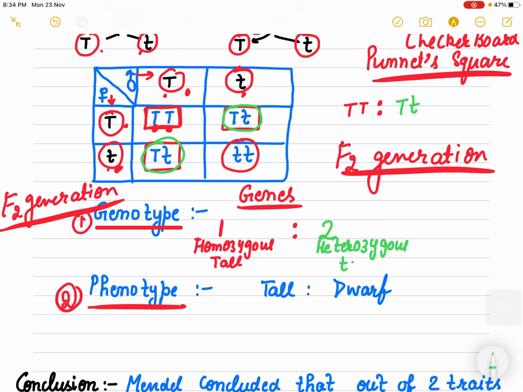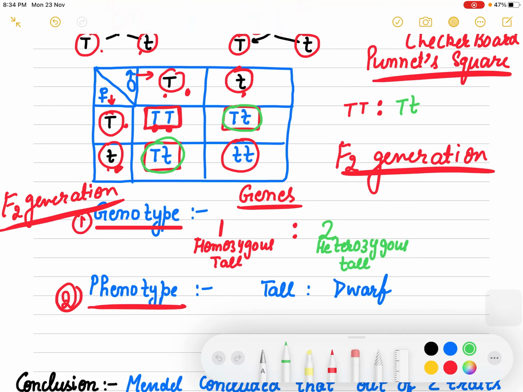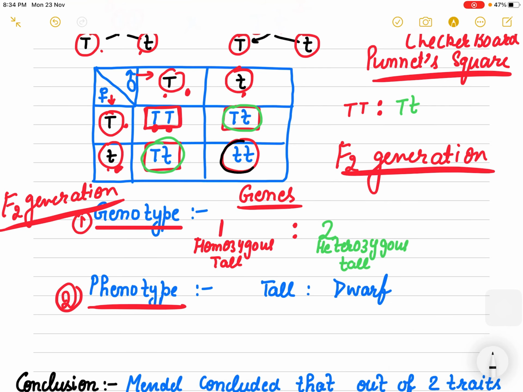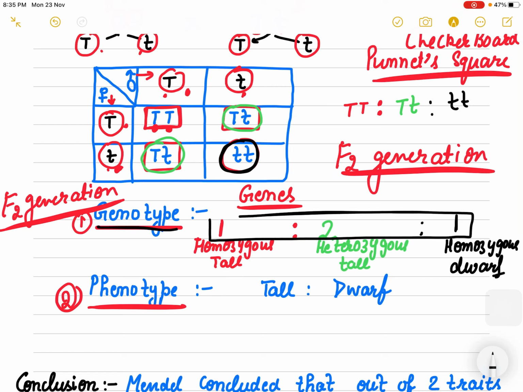Heterozygous tall. Definitely they are hybrid, right? They are different. Third, how many is completely dwarf? I can see only one. So that is one only, and this is called homozygous dwarf. So whenever you have to mention your genotypic ratio, the ratio comes out to be 1:2:1. 1 is homozygous tall, 2 are heterozygous tall, and third is homozygous dwarf.